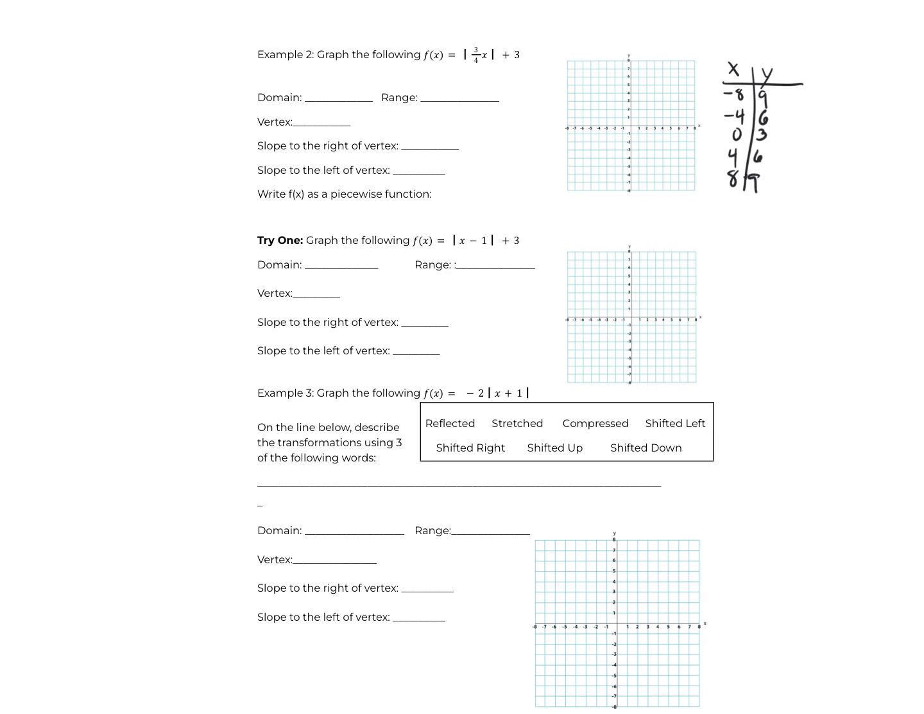So now I have 5 points I can plot. So -8, 9, that's going to be just a little above our graph. -4, 6, so still pretty high up there. 0, 3, then I have one at 4, 6. And then 8, 9. Alright, so our graph looks like that.